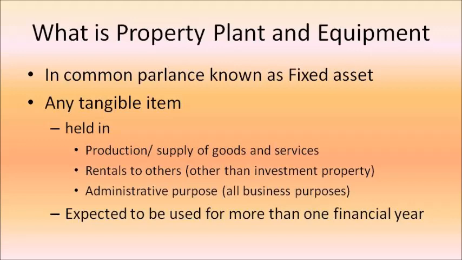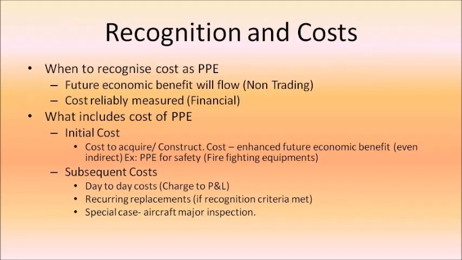Administrative purposes mainly include selling, distribution, finance, accounts, personnel, all these categories. It's not enough that a tangible item is held for these purposes, it should also be expected to be used for more than one financial year, which means it is basically a capital expenditure. So in the previous slide, we discussed what is property, plant and equipment.